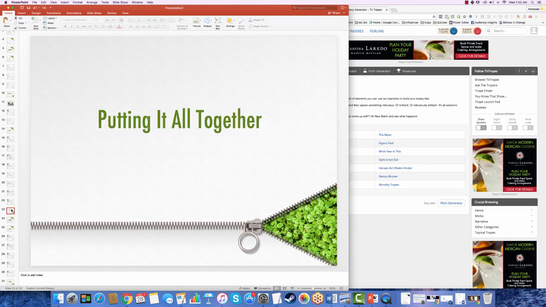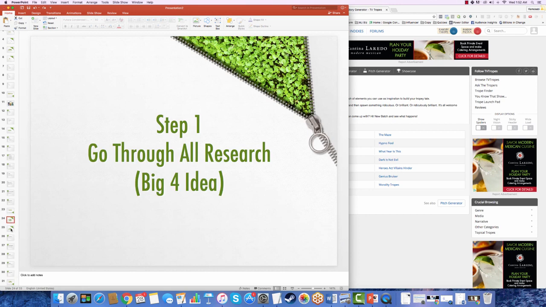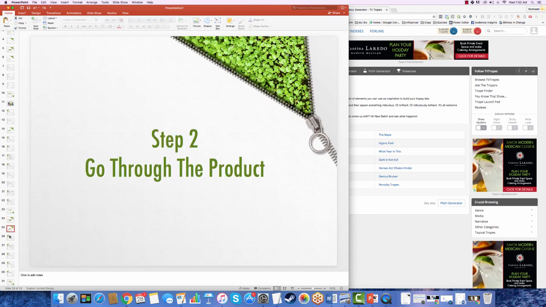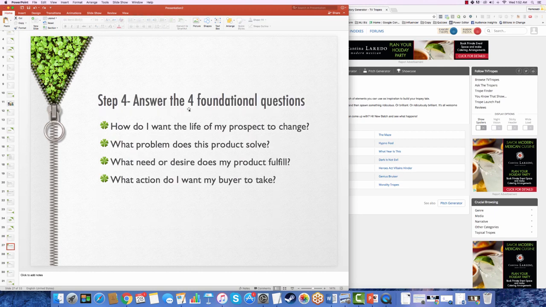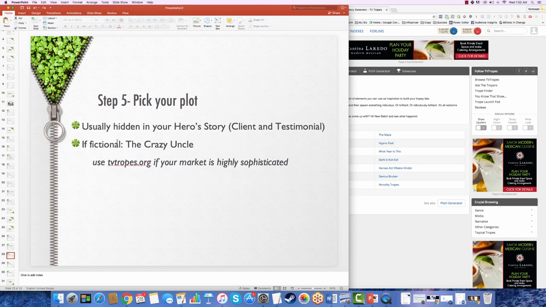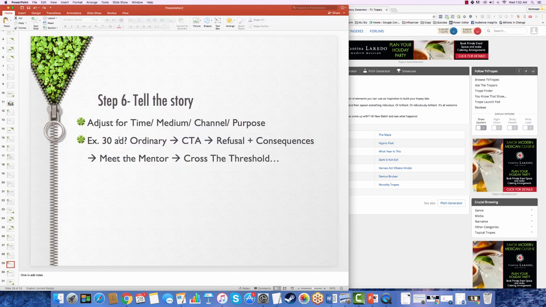Let's run back through them really quick. Step one, go through all the research. Step two, go through the product. Step three, pick your hero archetype, and then choose from these three options in descending order. Step four, answer the four foundational questions. I've gone over these a lot, so I'm not going to say them again. Step five, pick your plot. If it's fictional, use TV Tropes or go with the crazy uncle story. Step six, tell the story in the appropriate way for the medium you're using.